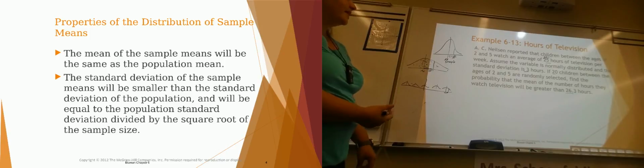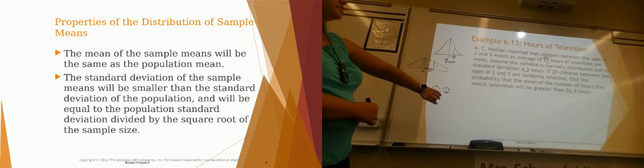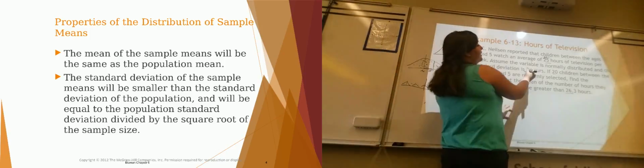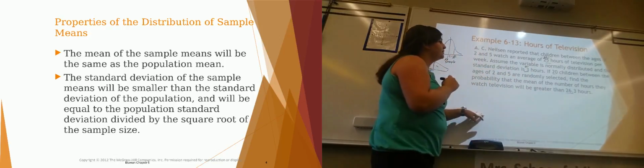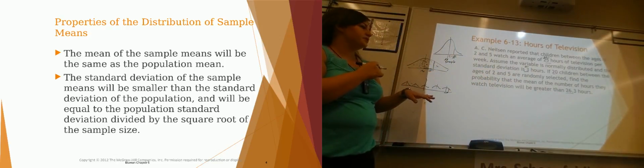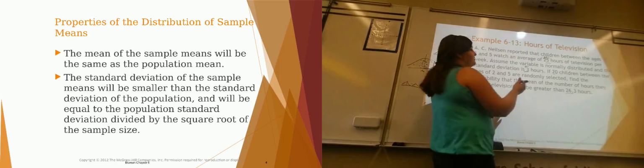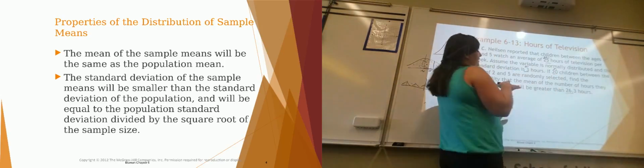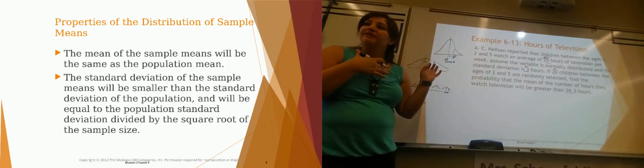I'm lazy. Assume the variable is normally distributed and the standard deviation is 3. That's my sigma. I can write that one at least, right? If 20 children between the ages of 2 and 5, so that's our n. We don't really care about the 2 and 5. That's just telling us where their data's coming from.